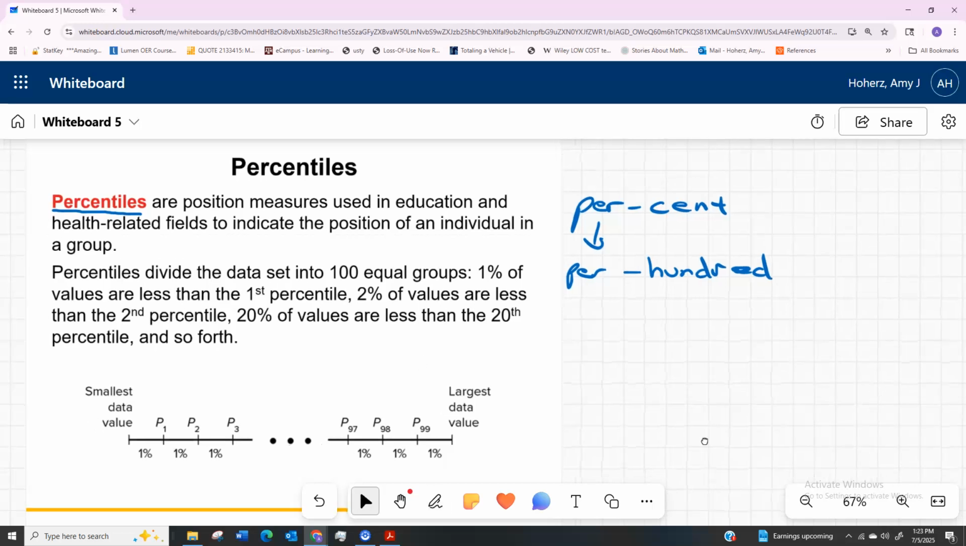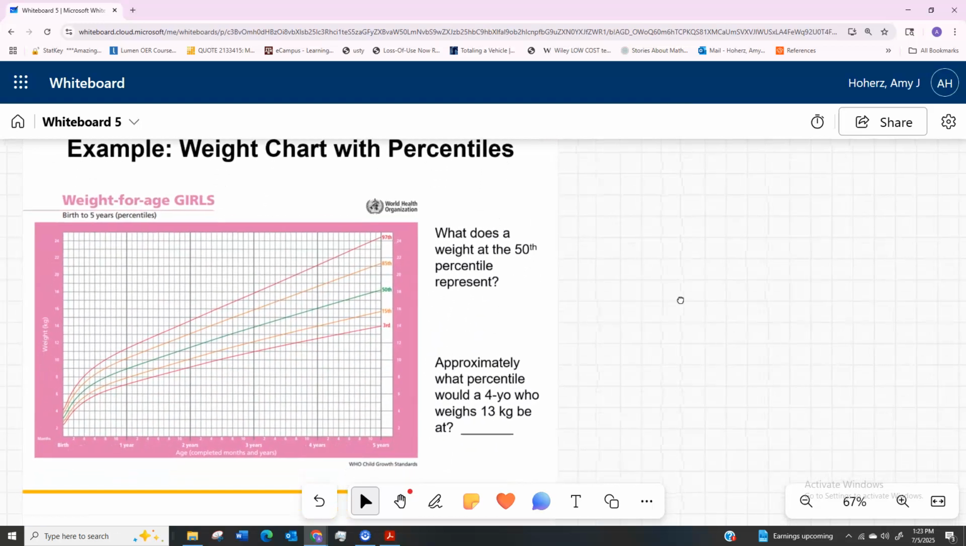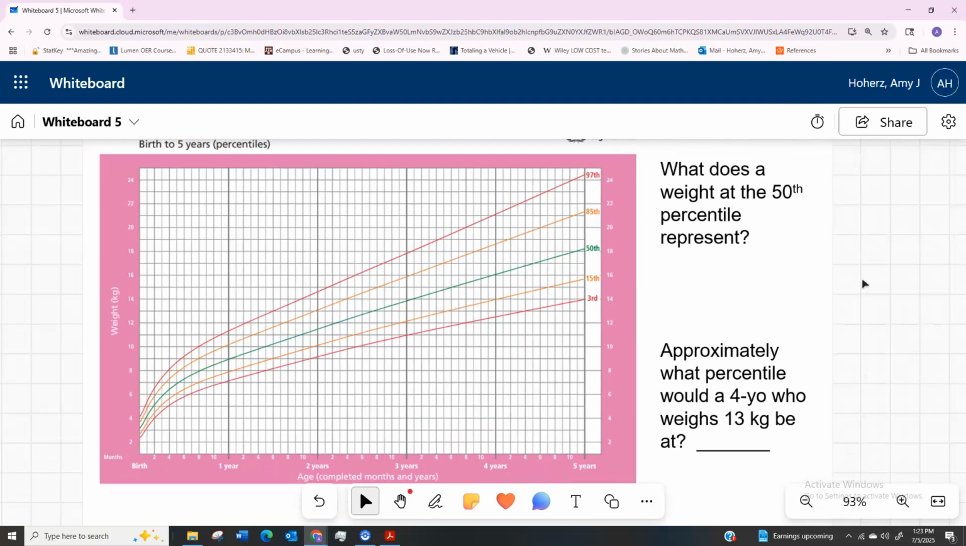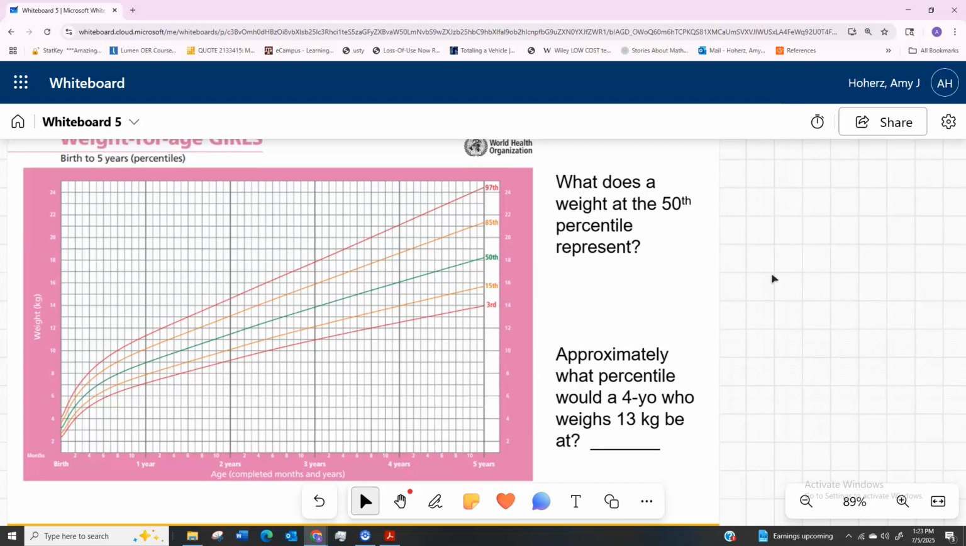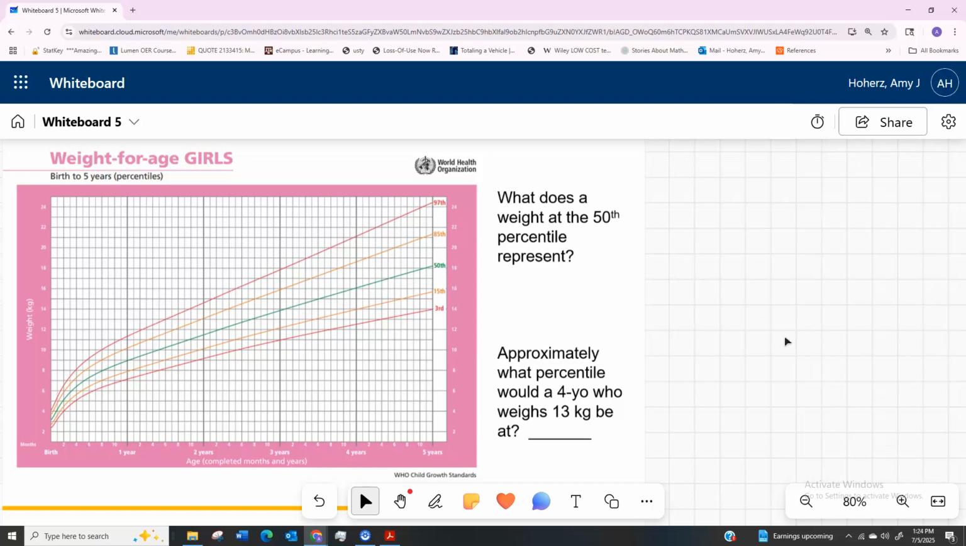Okay, so I wanted to show that same chart. Remember I said that sometimes they give these same charts with percentiles. In fact, this is more common now, which makes my mathematician's heart a little bit sad because I think the z-scores are a little better information. But what does a weight at the 50th percentile represent? Well, in this case, the 50th percentile was a 0 z-score. It means it's the mean.